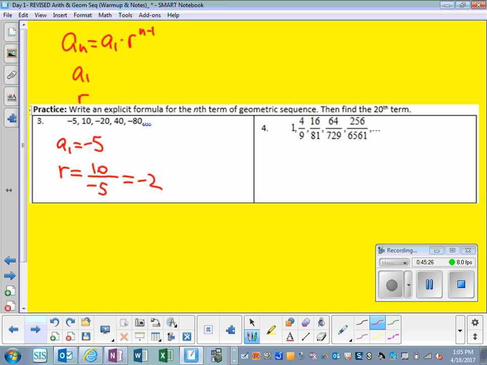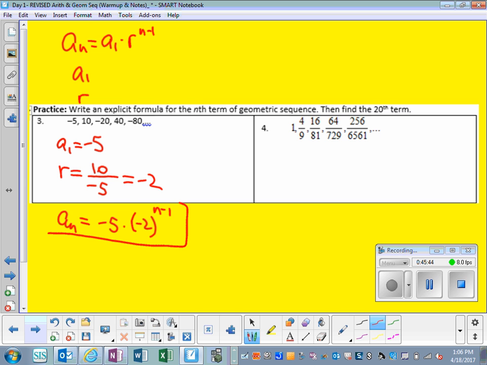All I need to do is plug them back into the formula. So an equals a1, which is negative 5, times negative 2 to the power of n minus 1. That's it. My explicit rule is done. Nothing even to simplify. For geometric, even easier.